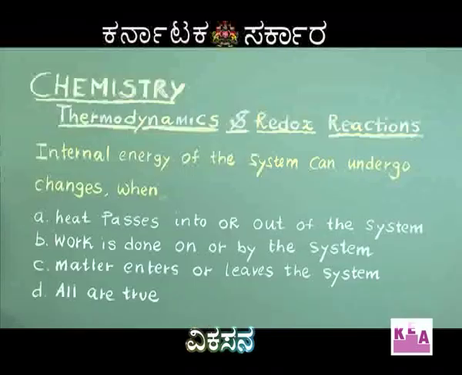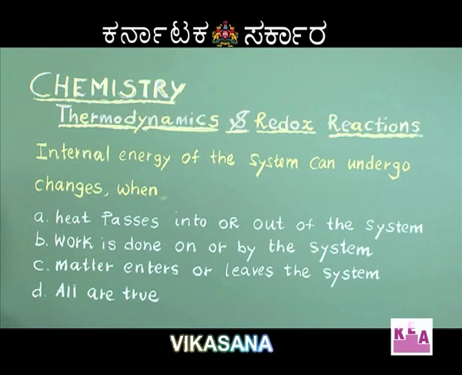Next question. Internal energy of the system can undergo changes when? Option A, heat passes into or out of the system. Option B, work is done on or by the system. Option C, matter enters or leaves the system. And option D, all are true.